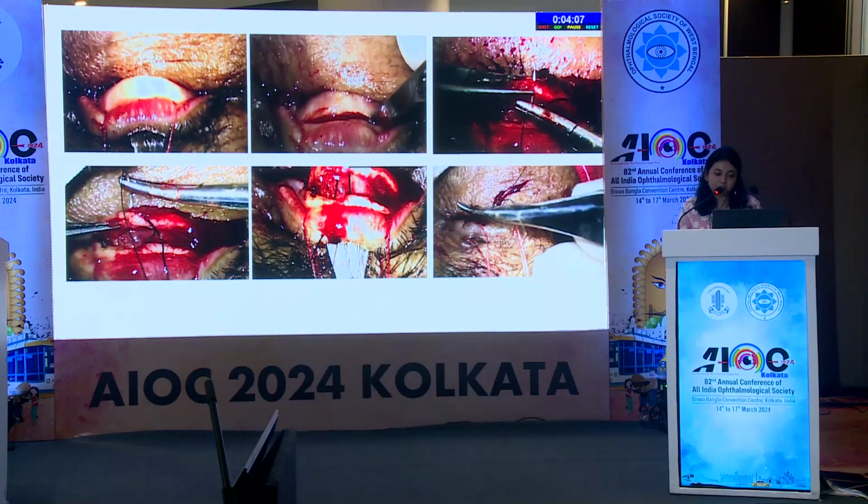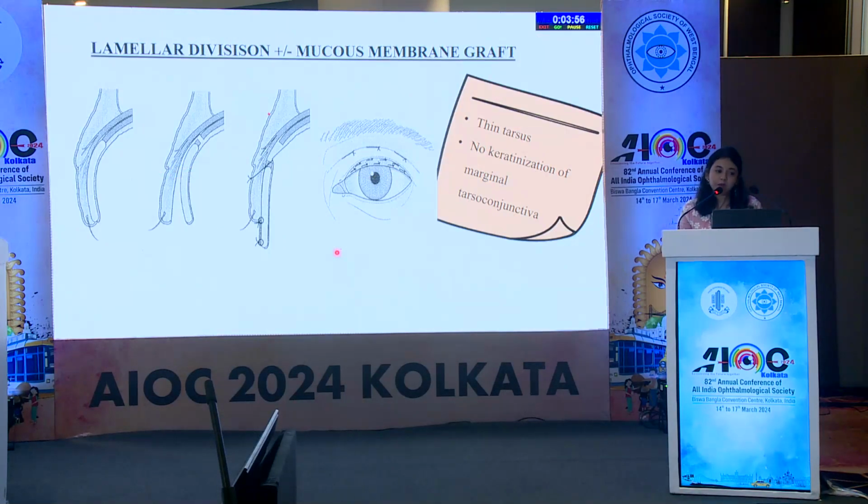As we can see, the suture has been passed from the proximal cut end to the distal, and then towards the anterior. It's important that when we take it out of the skin surface, it has to be anterior to the lash line. What about lamellar division and mucous membrane grafting? This is another procedure that can be done where the tarsal thickness is not too much.